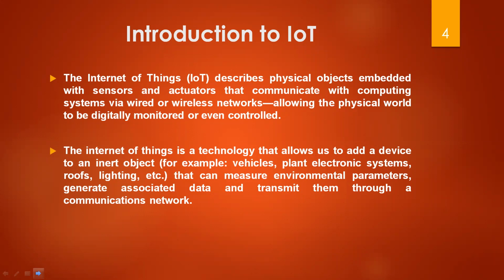The Internet of Things is a technology that allows us to add a device to an inert object, for example vehicles, plants, electronic systems, roofs, lighting, etc., that can measure environmental parameters, generate associated data, and transmit them through a communication network.